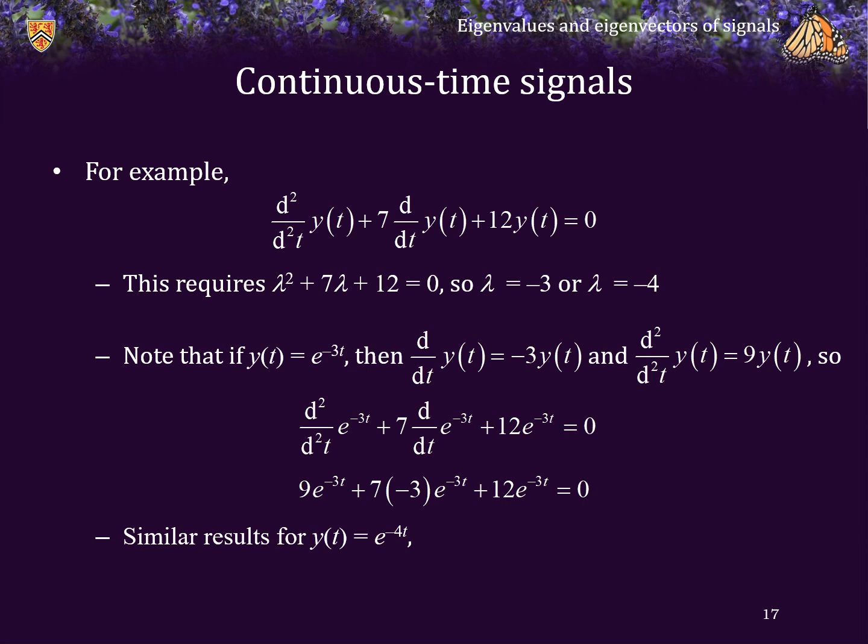Also, if you were to substitute something like just e to the t in the above equation, you'd get that the second derivative of e to the t, which is just e to the t, plus 7 times e to the t, plus 12 times e to the t, that's actually equal to 20 times e to the t, which is not equal to 0. So if you were to substitute e to the lambda t into that equation for any lambda other than negative 3 or negative 4, you would find that the sum of the derivatives of those functions does not equal the zero function.